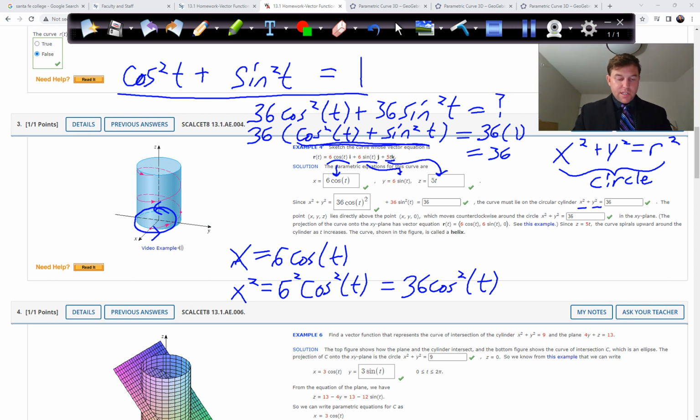But because there's a z term, this thing's going to lift off of the xy plane and become what we call a helix. Okay, that's problem 3.